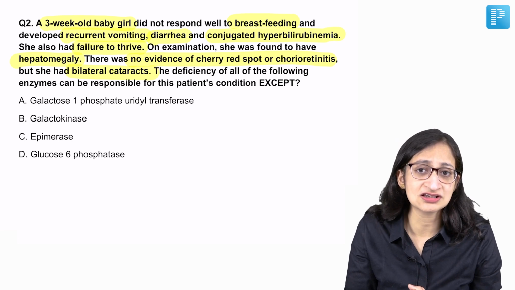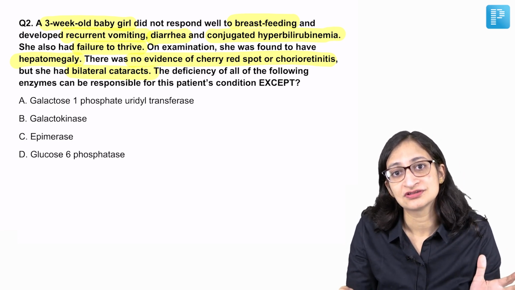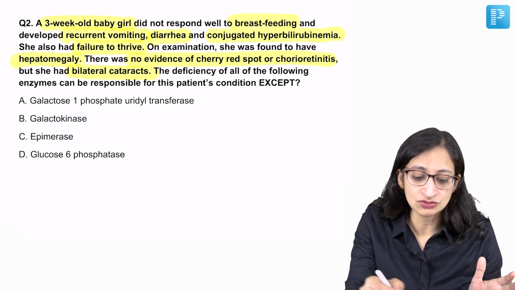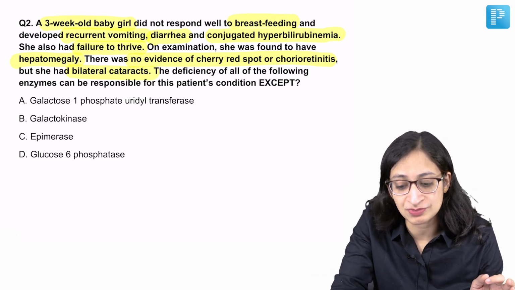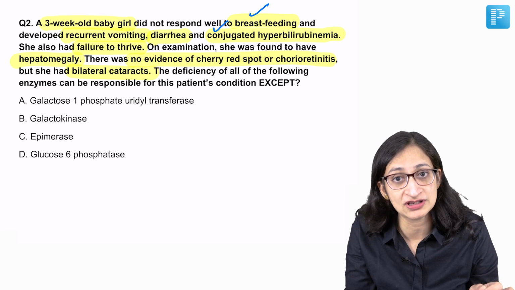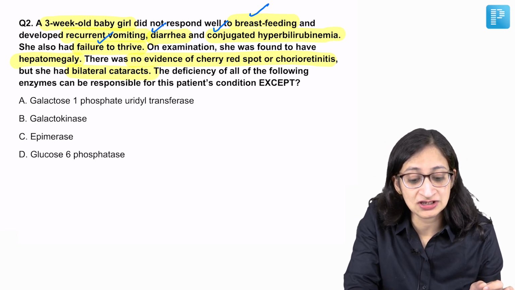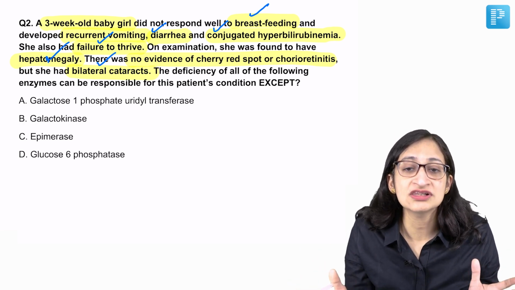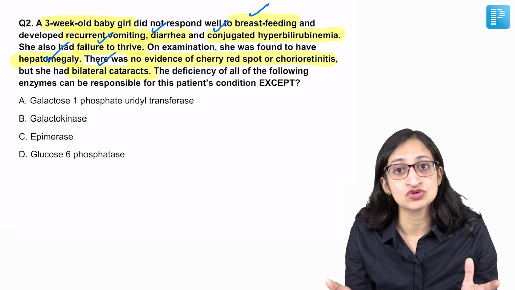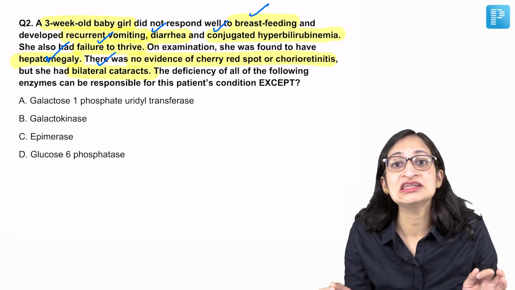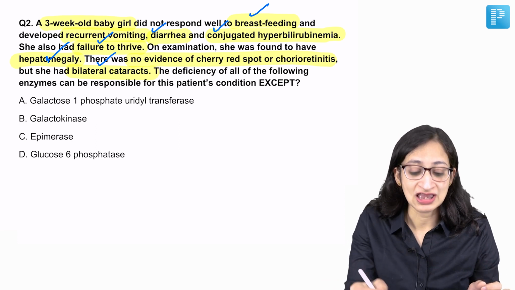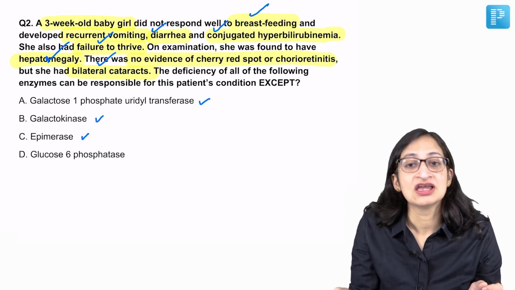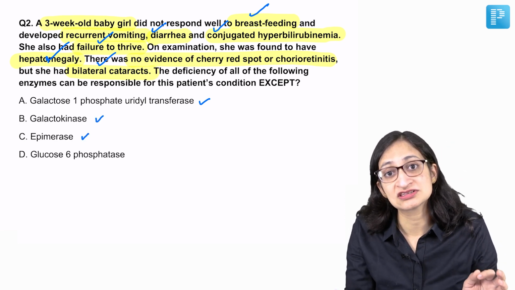So, this appears to be a case of galactosemia, right? And why are we calling it galactosemia? Because this breastfed child is having conjugated hyperbilirubinemia, recurrent vomiting and diarrhea, failure to thrive, hepatosplenomegaly, and there are also bilateral cataracts. So all these features can be explained by this disorder galactosemia, which can be due to the deficiency of any of the three enzymes. Which three enzymes? Galactose 1-phosphate uridyl transferase, galactokinase, or epimerase. Any of these three enzyme deficiencies can cause galactosemia.